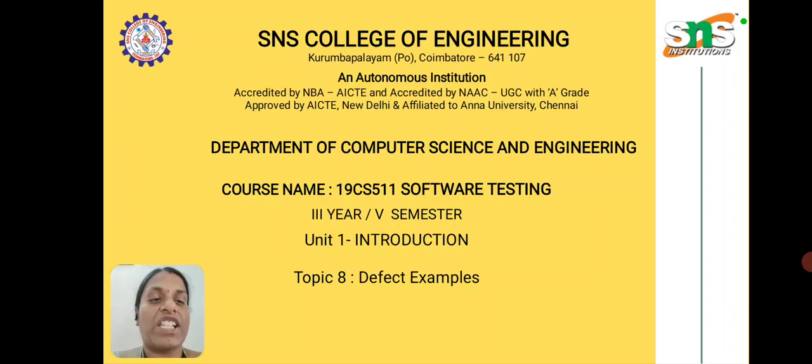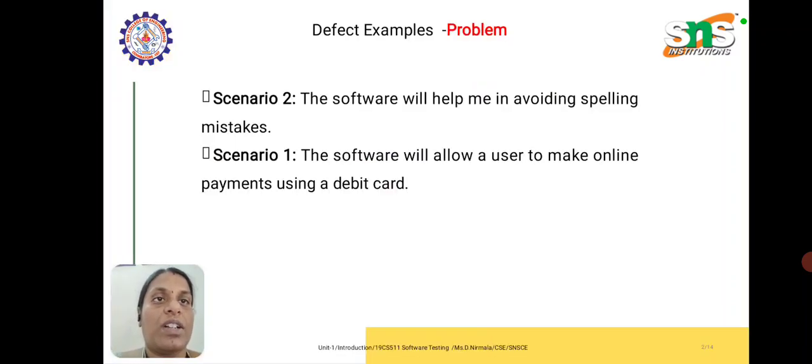Today I am going to explain what is meant by defect examples. Scenario 1: The software will allow the user to make online payments using a debit card. Scenario 2: The software will help me in avoiding spelling mistakes. So these are examples of defects, and this is my problem statement.